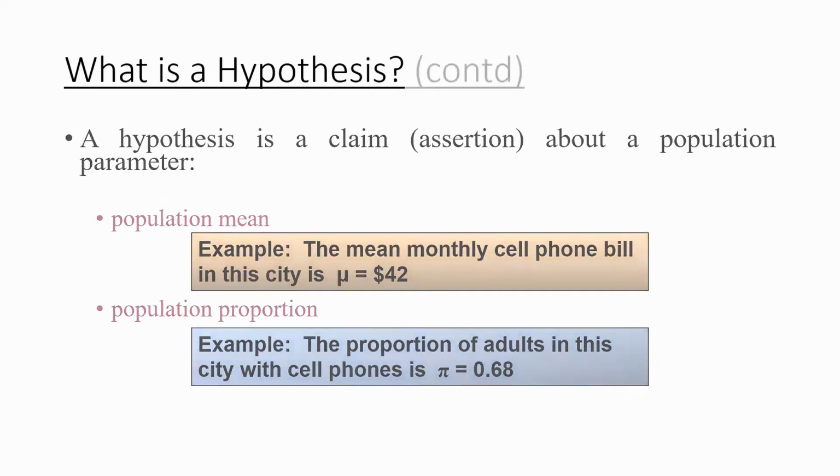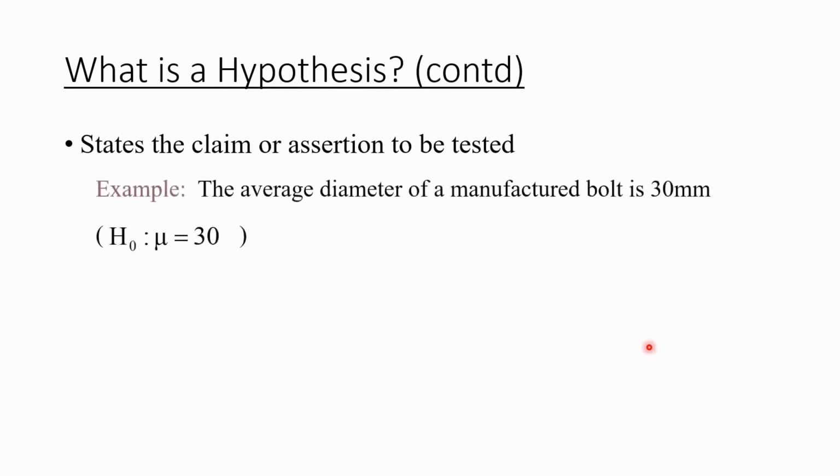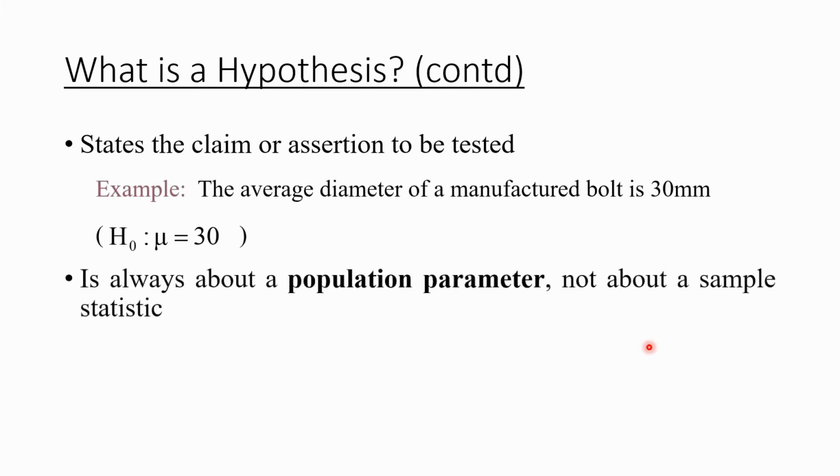Continuing on, like I said before, it is a claim or an assertion to be tested. I have given another example here. What is very important to keep in mind is that a hypothesis is a claim about the population parameter and not about a sample statistic. So keep that in mind. Although this is very basic, it is very important.